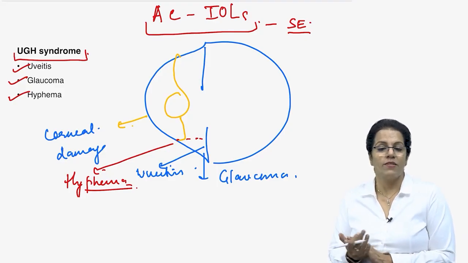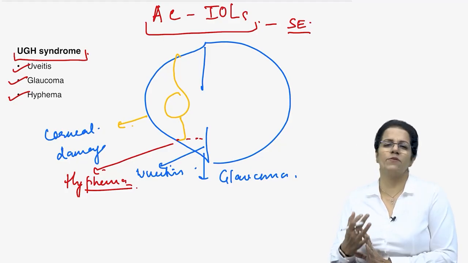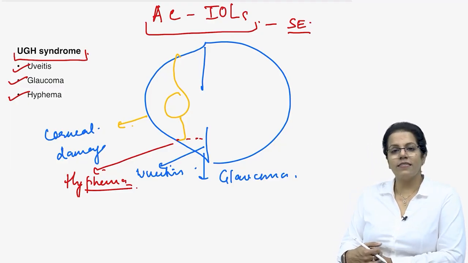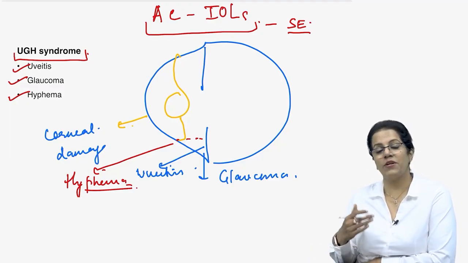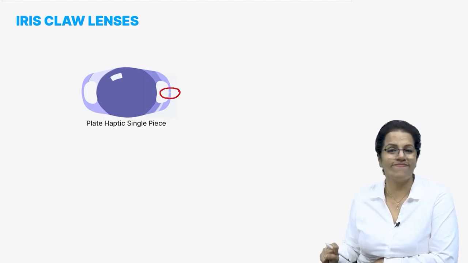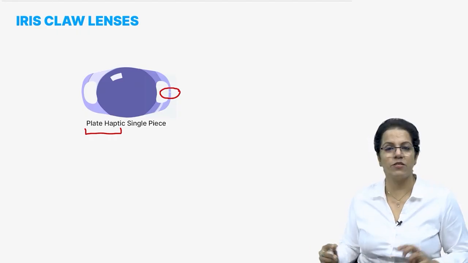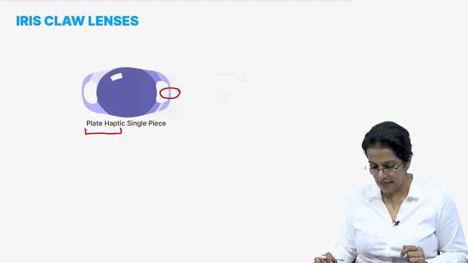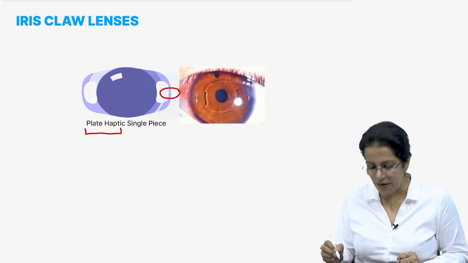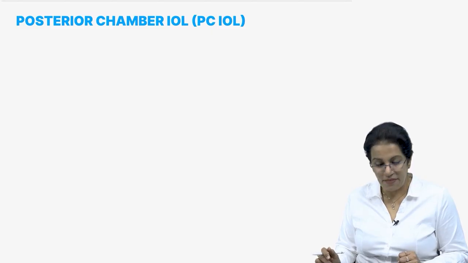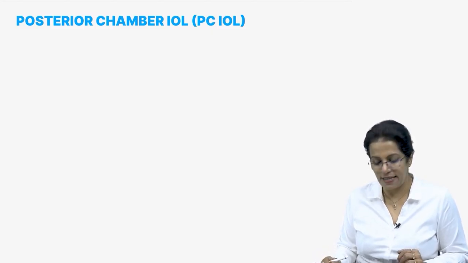So, let's keep in mind these are some disadvantages and therefore, it is no more a very good option to use. Iris claw lenses: we are even using iris claw lenses for refractive correction. This is the place where you claw the iris, right? This type of haptic is called plate haptic. It is joined with the optic, so this is called plate haptic lenses. This iris claw lens is implanted here, and again I would like to do a peripheral iridectomy, right? Then we are talking about the PC IOLs as I just discussed.